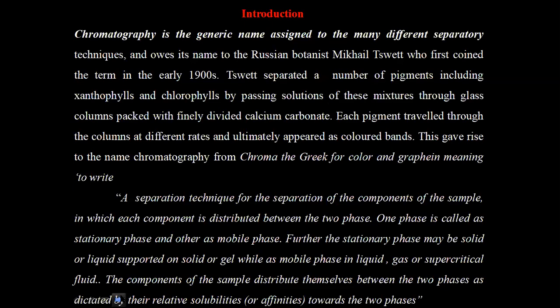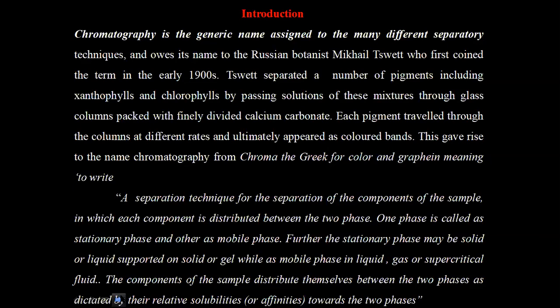their relative affinities with that of an adsorbent, that is the stationary phase, and that of a mobile phase. On the basis of that, the separation can take place. So basically, chromatography is a separation of the components of mixtures between two phases, where one phase is the stationary phase, which can be solid, or liquid supported on a solid, or gel. And then you have a mobile phase, which can be liquid, gas, or a supercritical fluid. So you have two different phases.